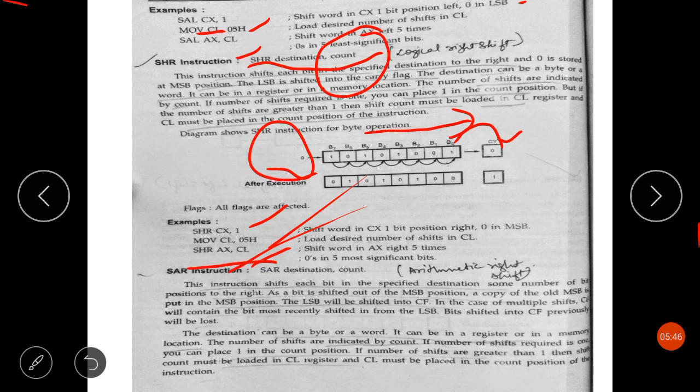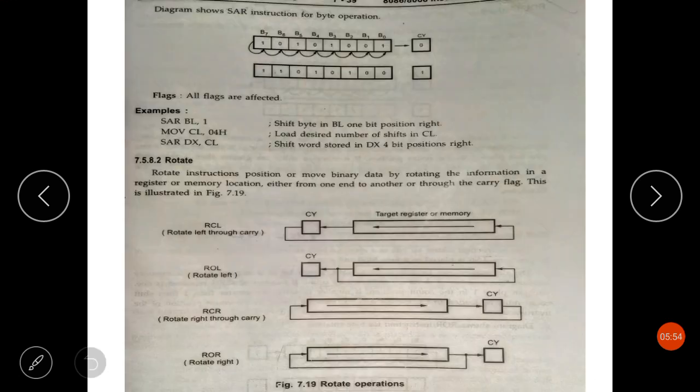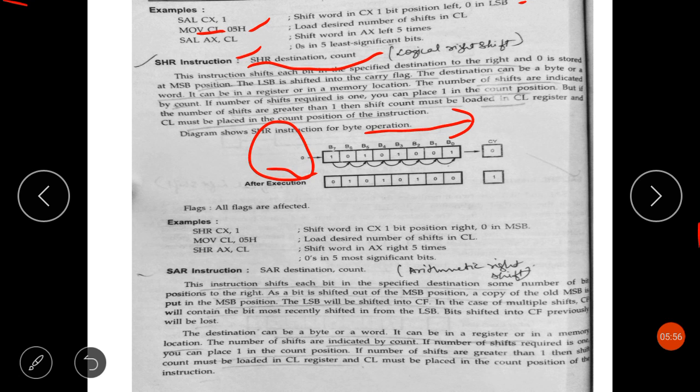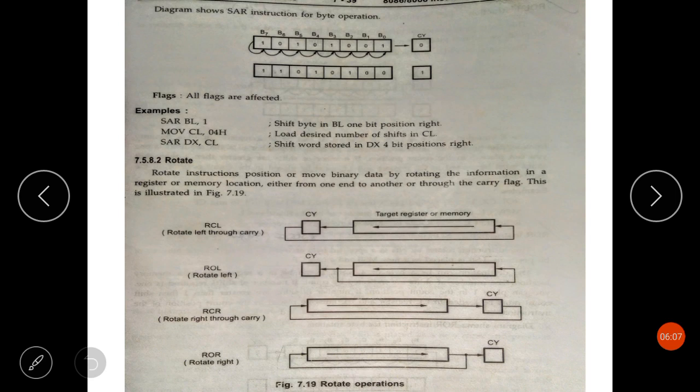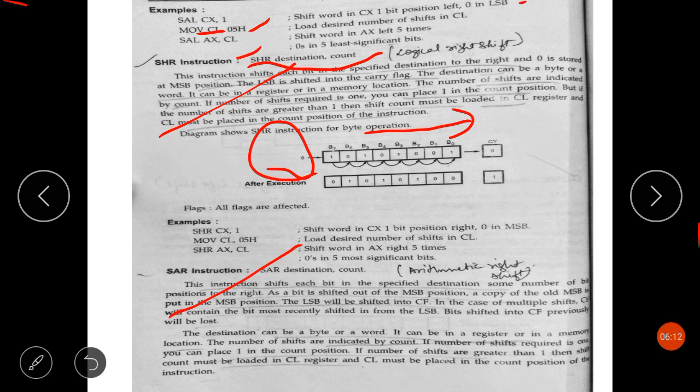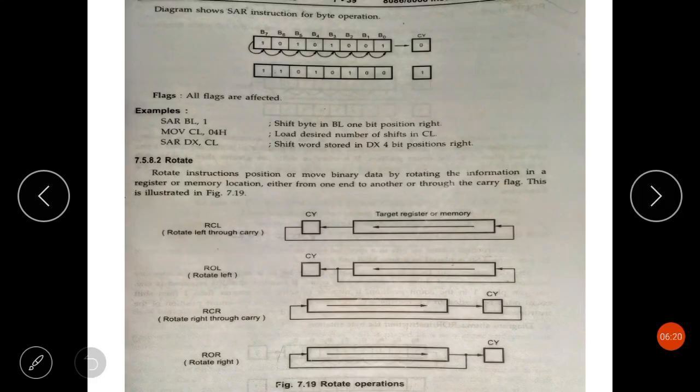Now the next instruction is the SAR instruction. SAR is the arithmetic right shift. These were logical right shifts: SHR is logical right shift and SAR is arithmetic right shift. The format for writing this instruction is the same: SAR destination, count. The destination can be a memory location or a register, and this instruction will shift the content of the destination towards the right.